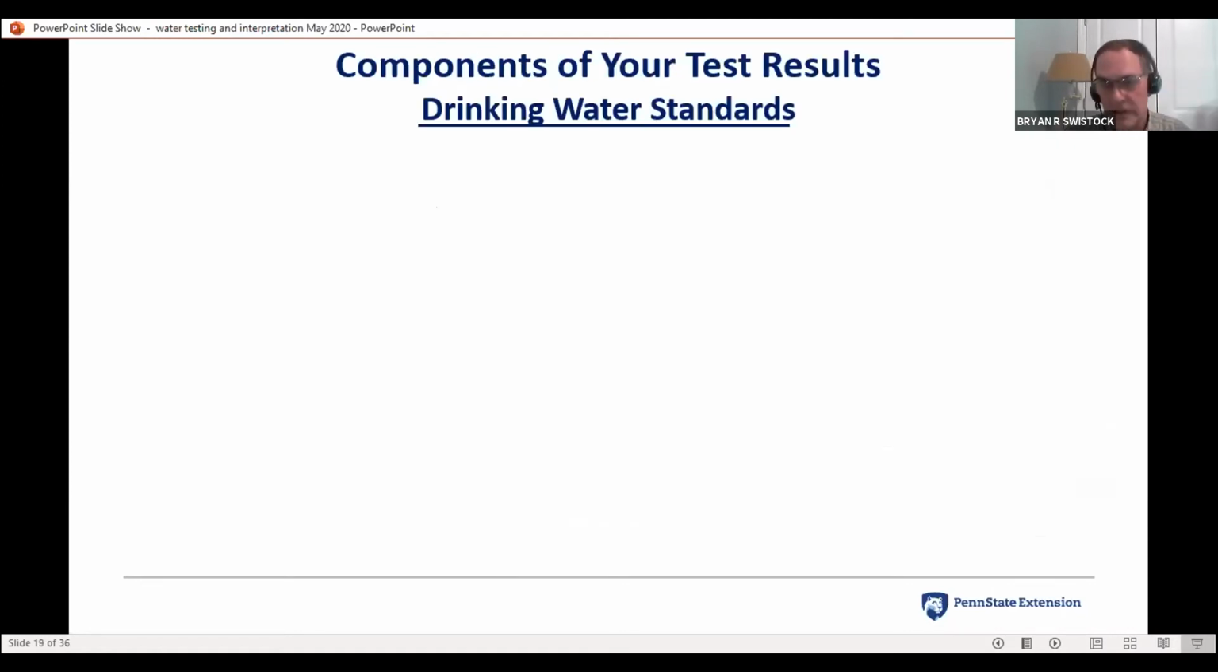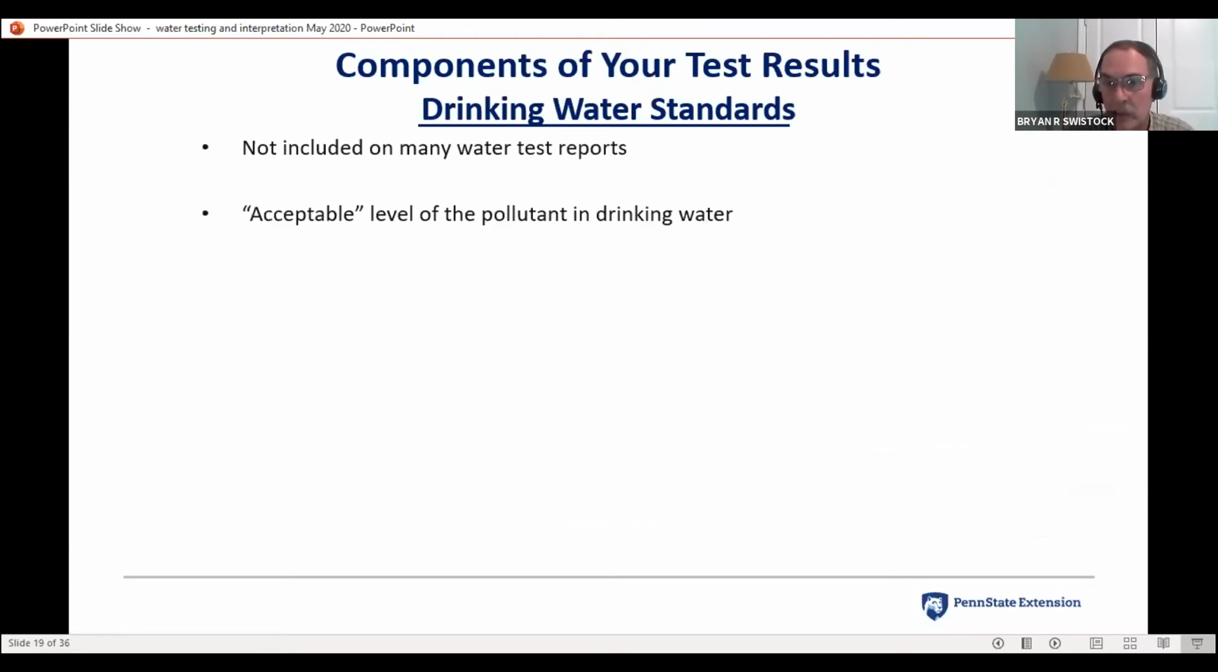Within the actual results of a water test report, one of the things that some labs will report, and a lot of labs actually don't report these anymore, but some labs will include drinking water standards. And these are basically the government standards for particular parameters that tell us how safe is the water, or the acceptable level.